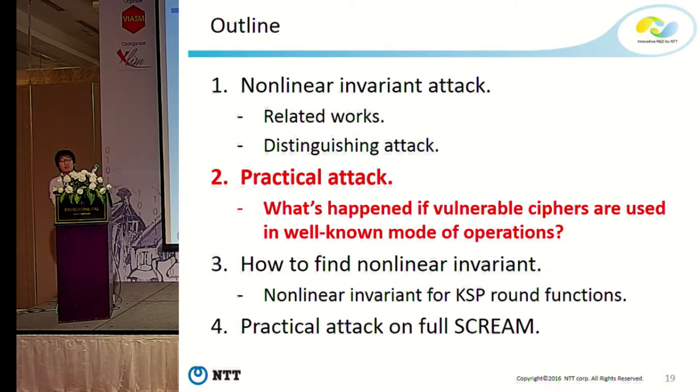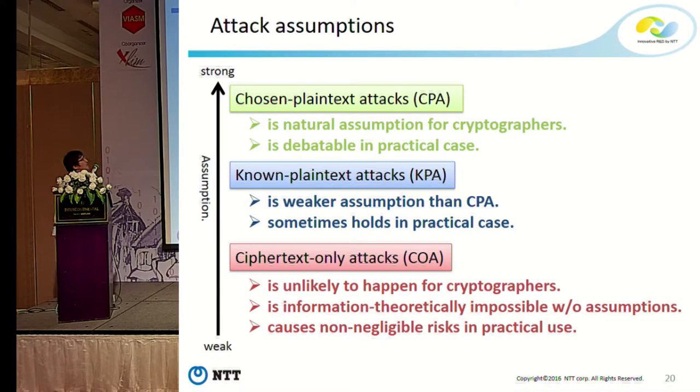Next, I want to explain the extension to a practical attack. We use several attack assumptions: chosen plaintext attack, known plaintext attack, and ciphertext-only attack. CPA is a natural assumption for cryptographers, but it is debatable in practical cases. But if the target cipher is broken under this assumption, cryptographers say that the target cipher is broken. Known plaintext attack is a weaker assumption than CPA, and if the target cipher is vulnerable under this assumption, it sometimes holds in practical cases.